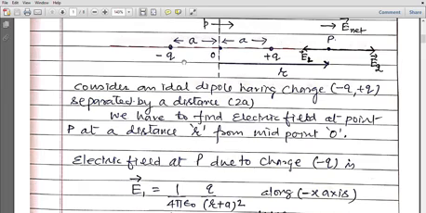You know that for negative charges electric field lines are radially inward, so this is minus q, all the electric lines will terminate at minus q, so the direction of electric field from P will be towards minus q. So E1 is 1 upon 4 pi epsilon 0 into q upon (r plus a) whole square. What is its direction? Its direction is along the negative x-axis. This is the direction of the negative x-axis.